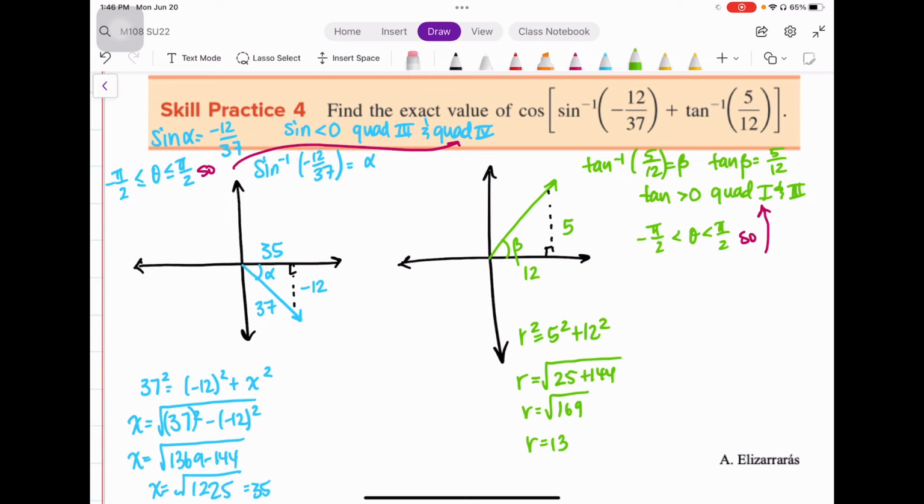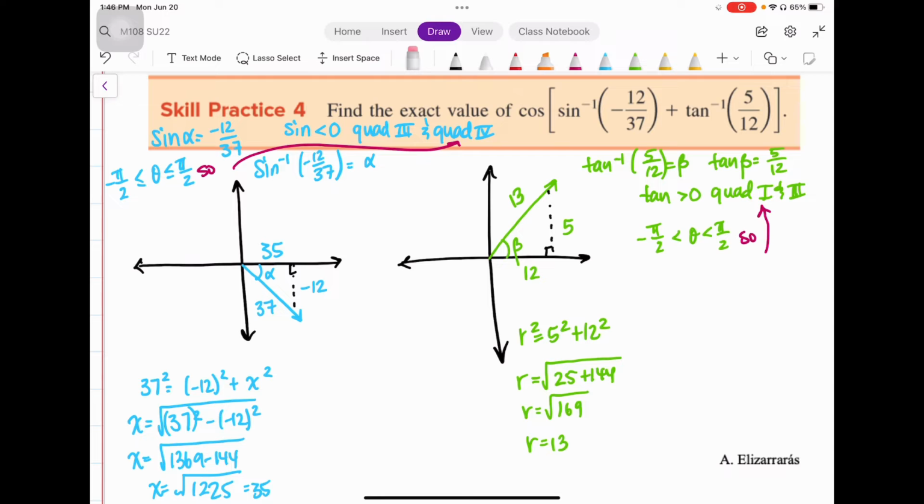R squared is going to be equal to 5 squared plus 12 squared, or r is equal to the square root of 169, which is 13. Again, that is a Pythagorean triple. So is 12, 35, 37. Now we have our values, so we can use the cosine formula.